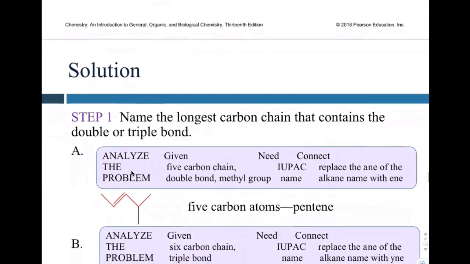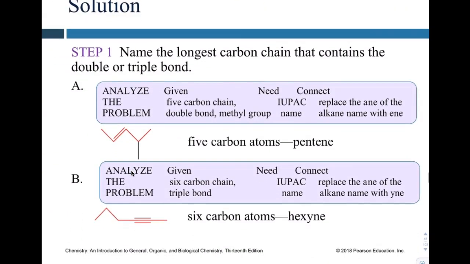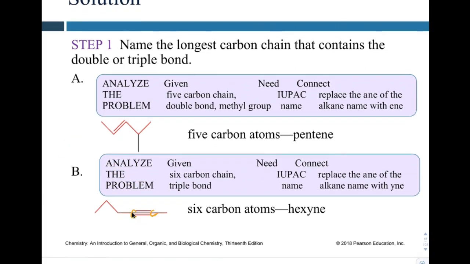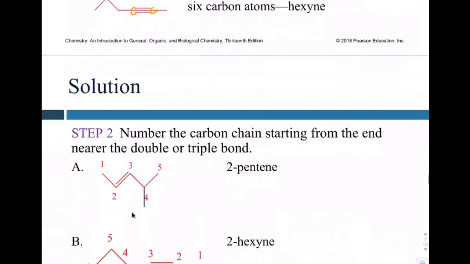So we're going to go through these steps. First, we're going to name the longest carbon chain. And so for part A, our longest carbon chain is 5 atoms, so it's a pent, but it's not an ane anymore. It's an ene because it's got a double bond. And for part B, you've got a hex, which is your longest carbon chain. Remember, this is a carbon, and this is a carbon on either side. We don't really have an end or a bend because they have a linear shape. And this is an yne because it's got a triple bond.